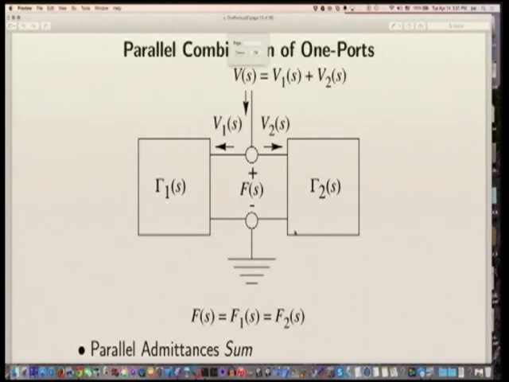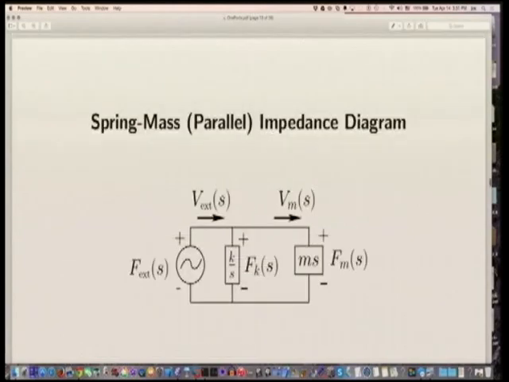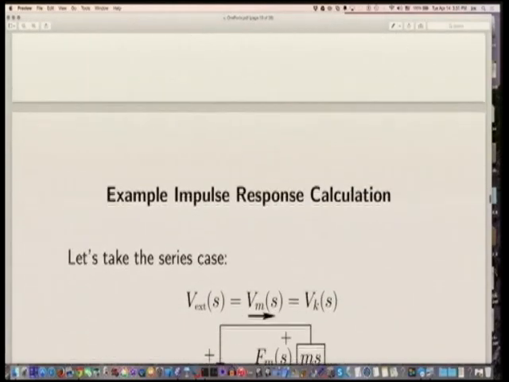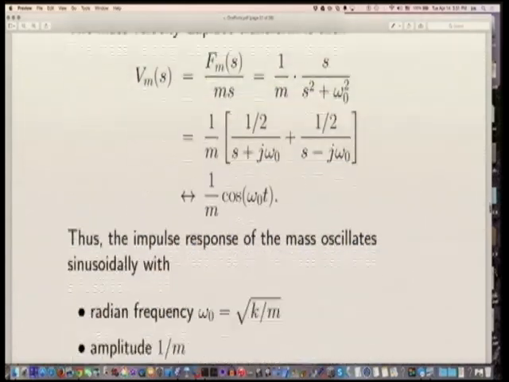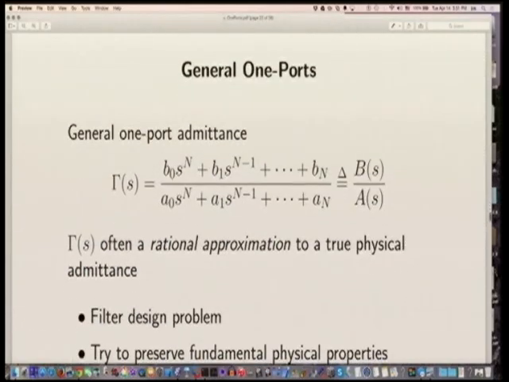Let's see if I can actually get to that page now. Okay, you can believe that if I hook together lots of masses and springs and dashpots, I'm going to get some admittance, right? So here we have an nth order numerator and an nth order denominator. That could be capital N masses and springs.